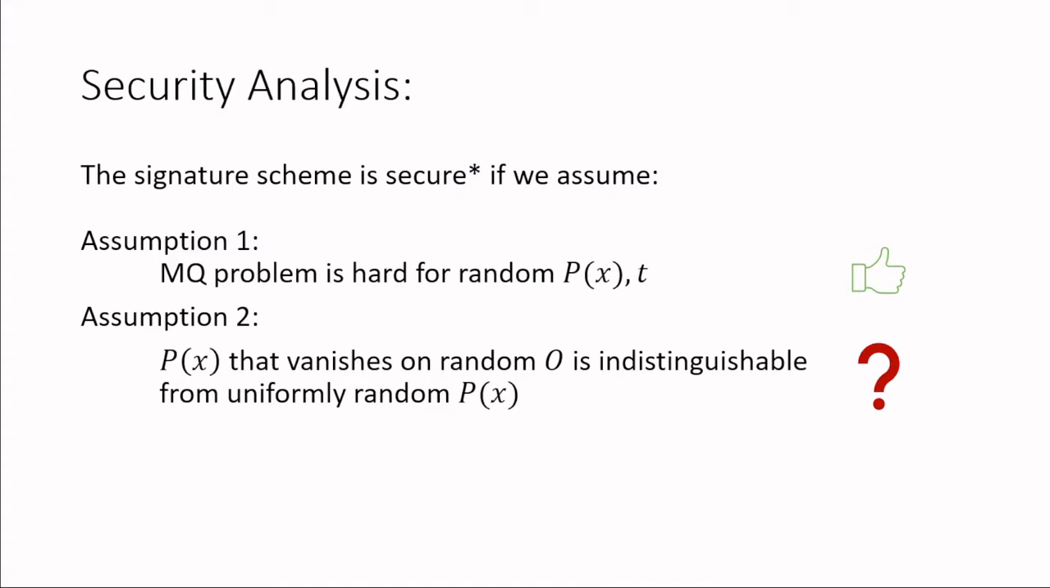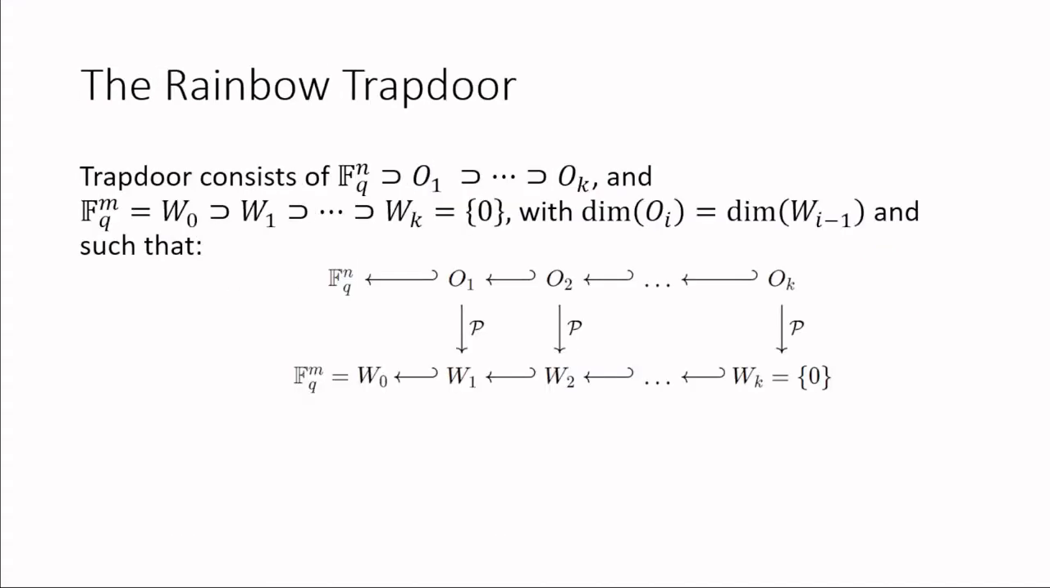But before we try to break this assumption, I'm first going to explain how the rainbow trapdoor works. With rainbow, the trapdoor structure is a little bit more complicated. Instead of just one space O, we now have a chain of subspaces from O1 up to OK, where K is some integer. And there's also a chain of subspaces of the output space. And then our trapdoor function P is chosen in such a way that it maps O1 into W1, O2 into W2, and so on.